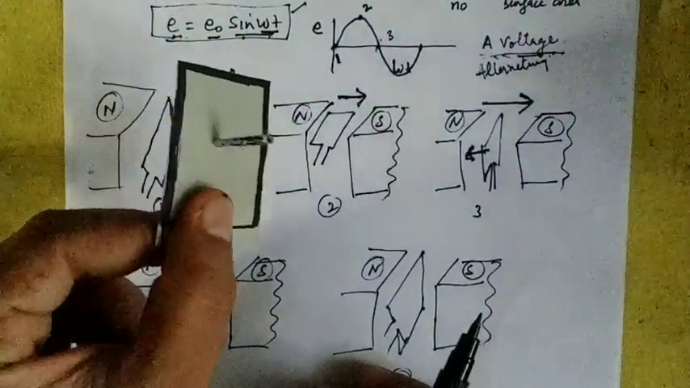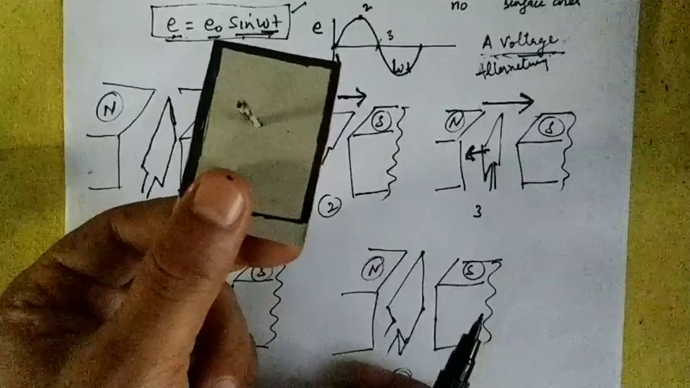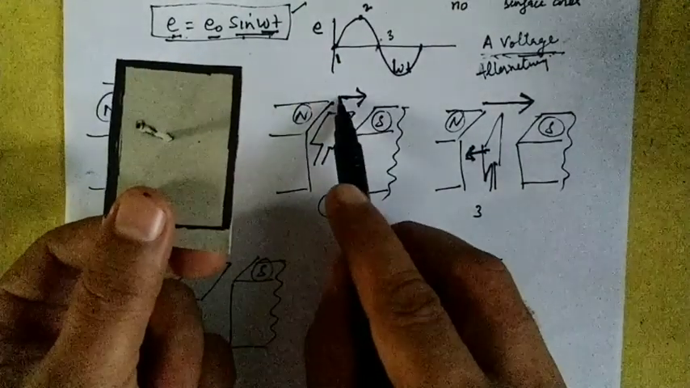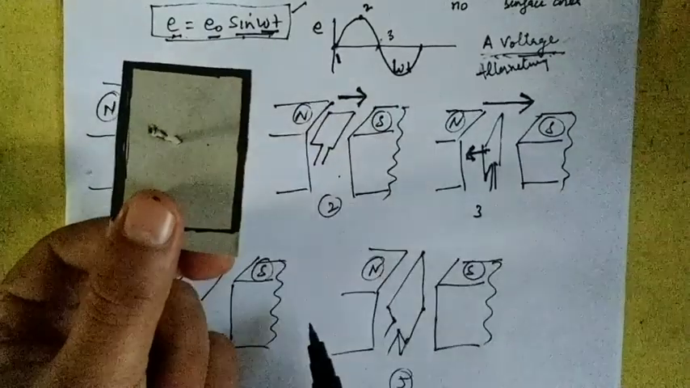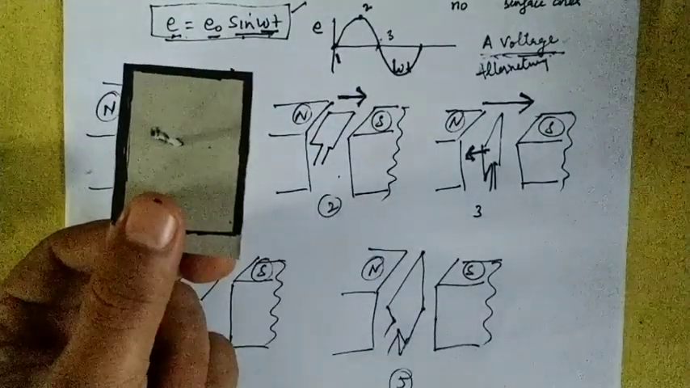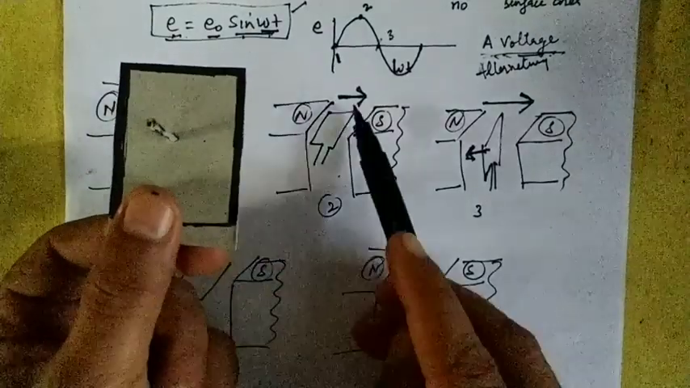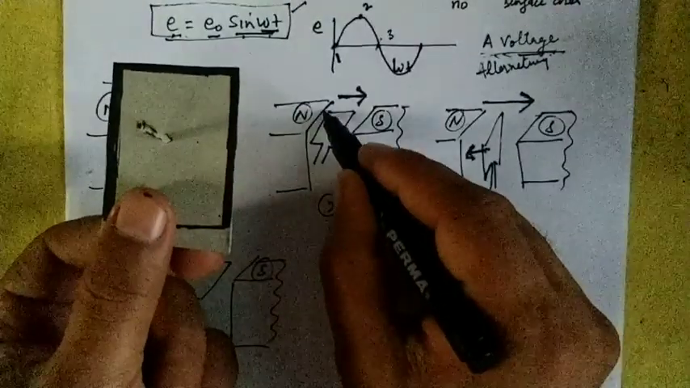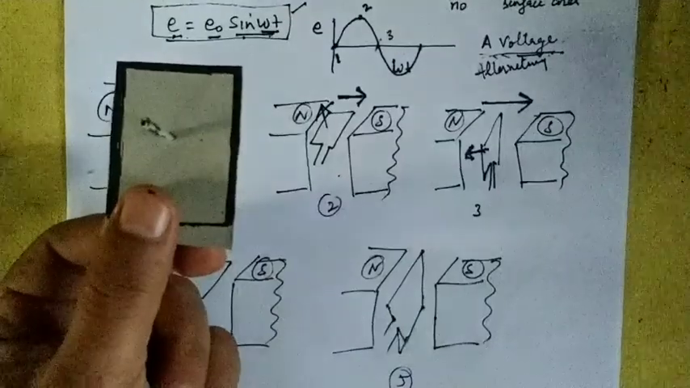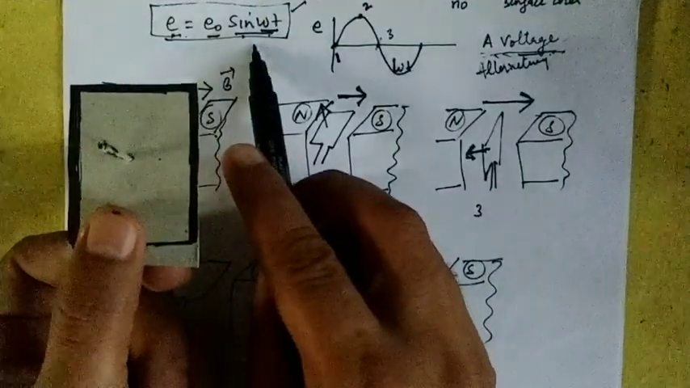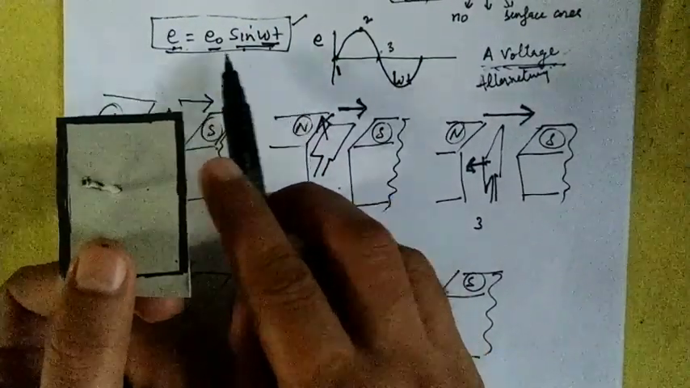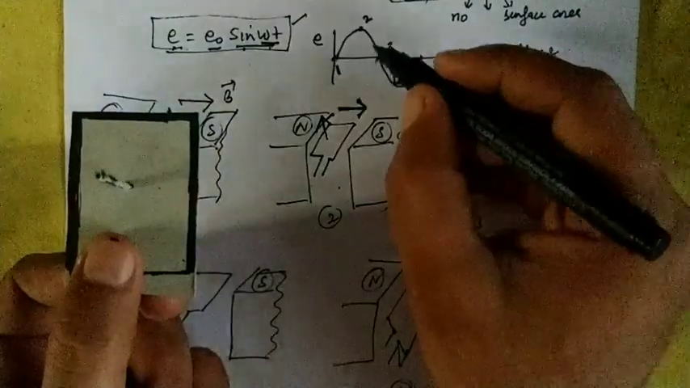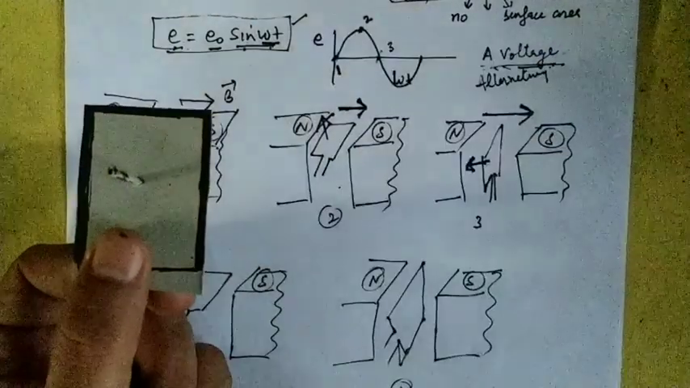Now if you rotate by 90 degree, it is represented by the second part of the graph. So here the magnetic field is from north to south along this direction, and the direction of the surface area of this armature is along this direction. So both are making an angle of 90 degree. So sine 90 is how much? Sine 90 is 1. So E will be equal to E naught, that is the maximum value of induced EMF. So that is represented by this point of the graph.